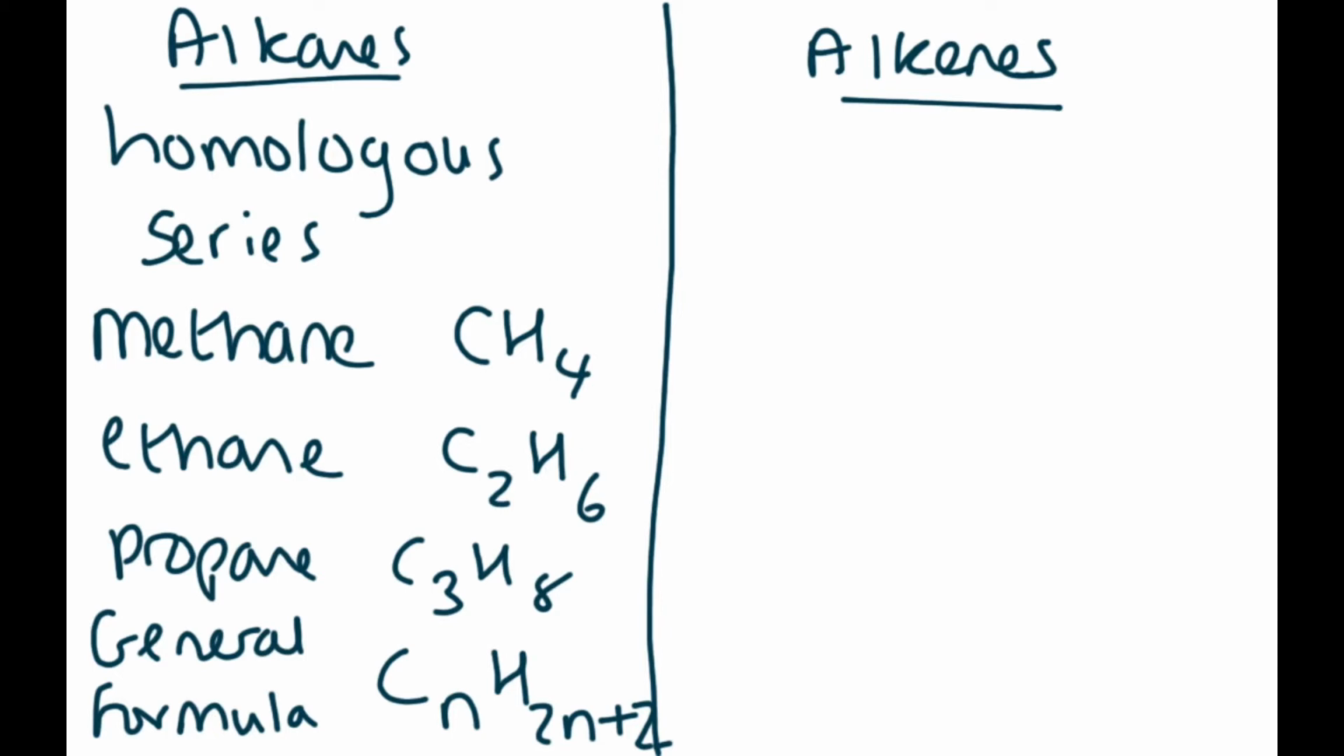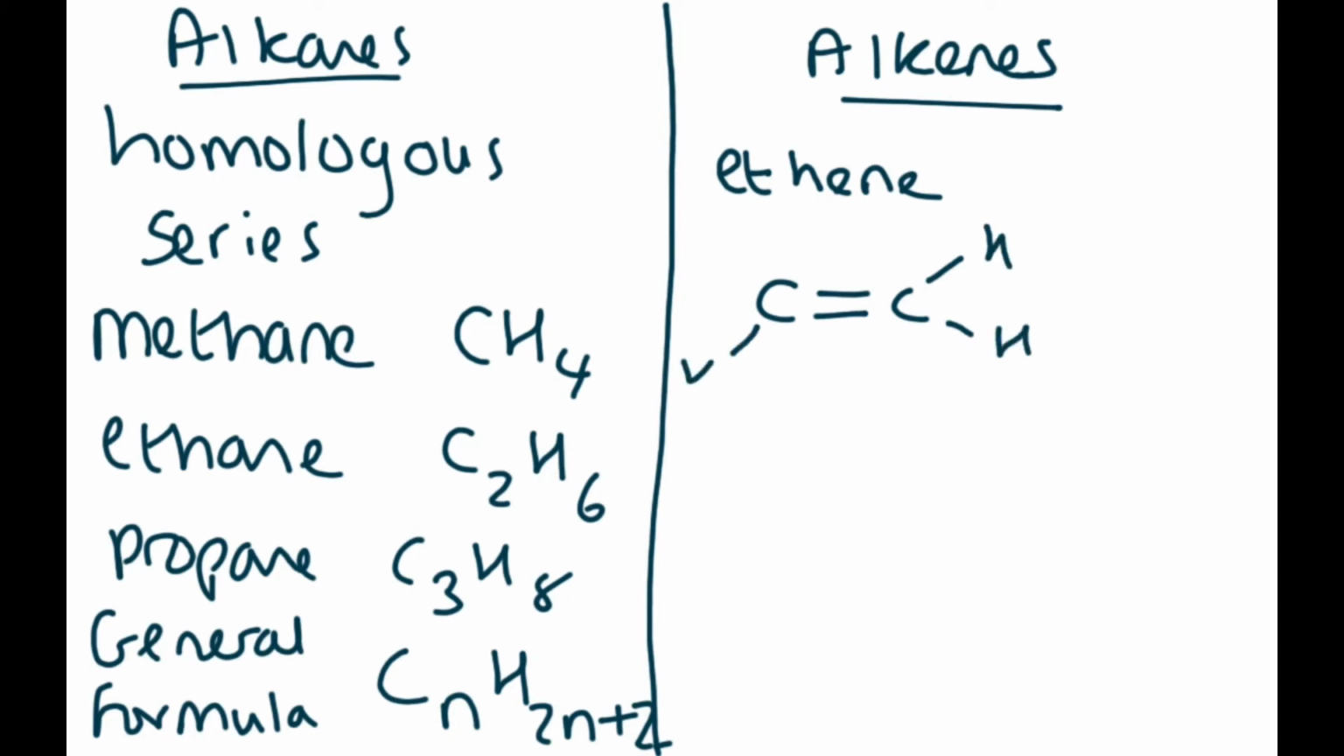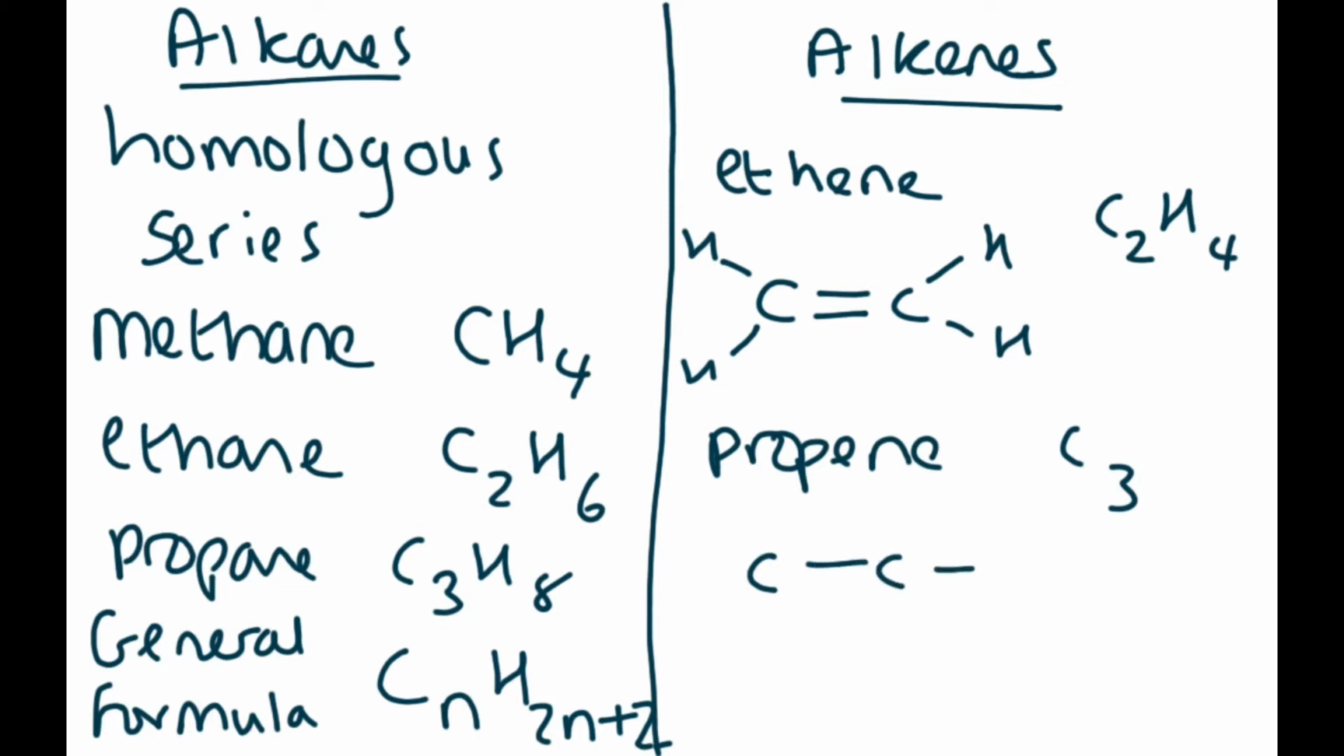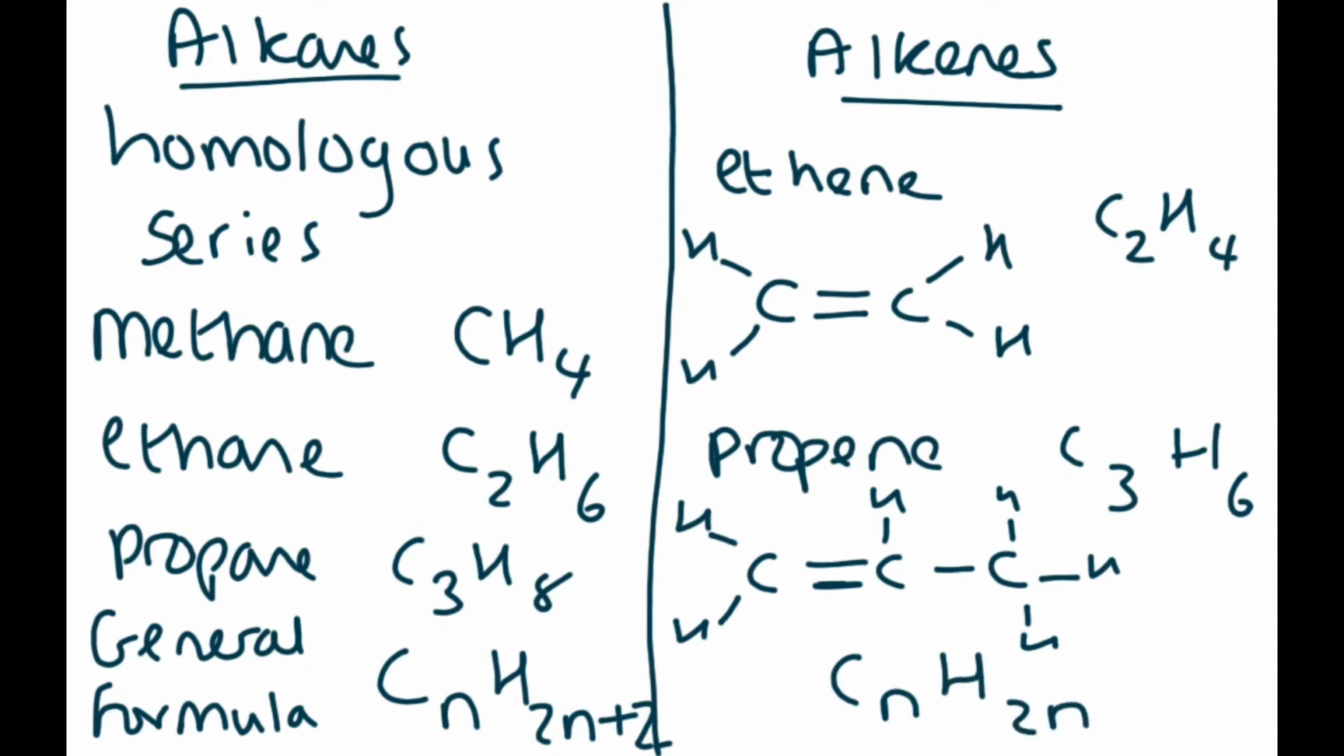Now, if you look at alkenes, because you've got a carbon-carbon double bond, the first member of the family is ethene, because you have a double bond and each carbon has to have 4 bonds. That is C2H4. And then propene has 3 carbons and a double bond. Each carbon has to have 4 bonds, so it's C3H6. Therefore the general formula is CmH2m.